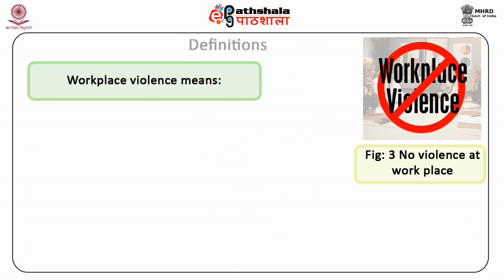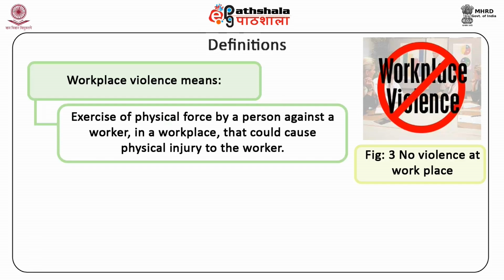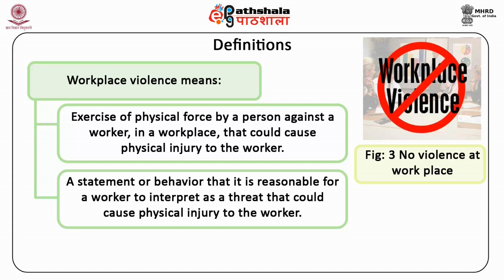Definitions. Workplace violence means the exercise of physical force by a person against a worker in a workplace that causes or could cause physical injury to the worker. An attempt to exercise physical force against a worker in a workplace that could cause physical injury to the worker. A statement or behavior that it is reasonable for a worker to interpret as a threat to exercise physical force against the worker in a workplace that could cause physical injury to the worker.